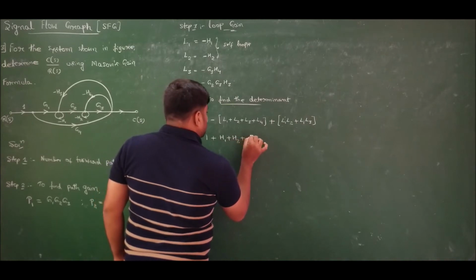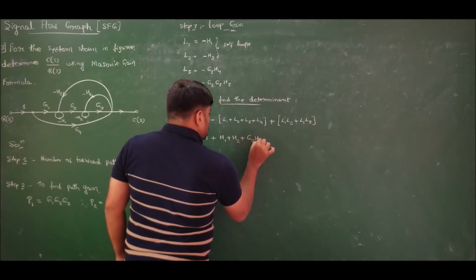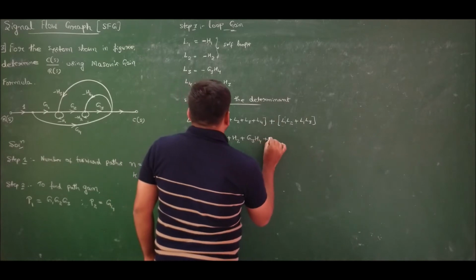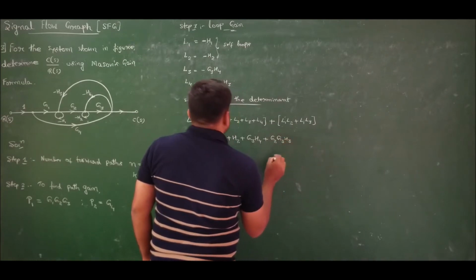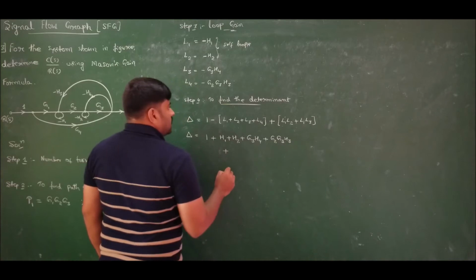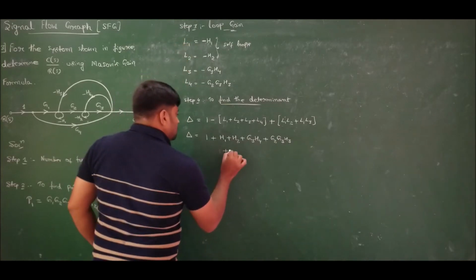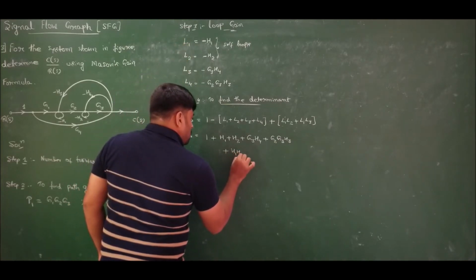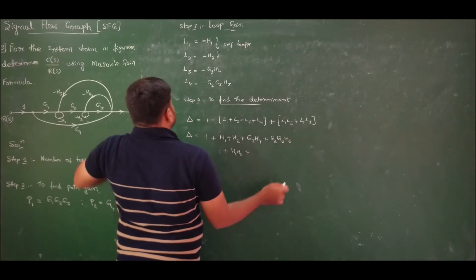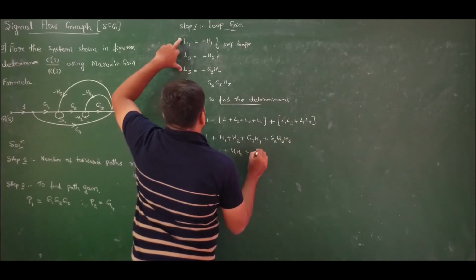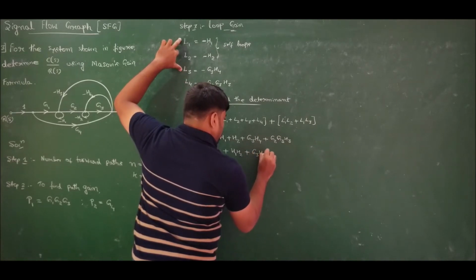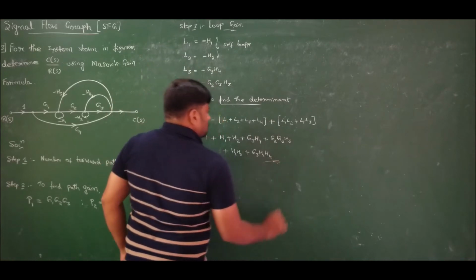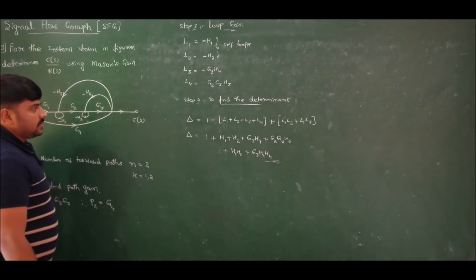plus G3H4 plus G2 G3H3 plus L1 L2. Minus of minus is plus, hence it is H1 H2, plus minus of minus is plus, hence it is G3 H1 H4. So this is the value of determinant.